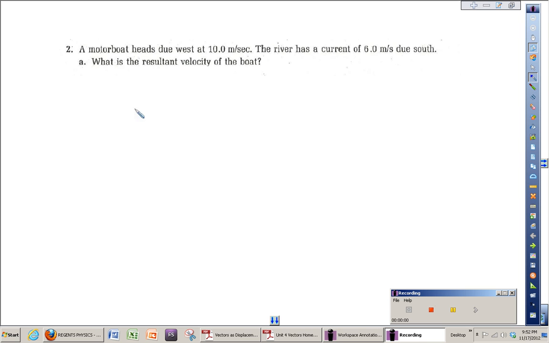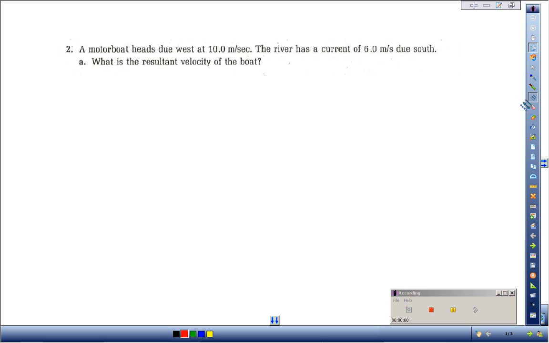Okay, the following is designed to give you just a few hints on this homework problem for number 2, which usually gives students some difficulty. For the first part, the situation is we have a motorboat that is heading due west at 10 meters per second in a river that has a current of 6 meters per second due south. So it's probably best that you draw a picture of this situation.